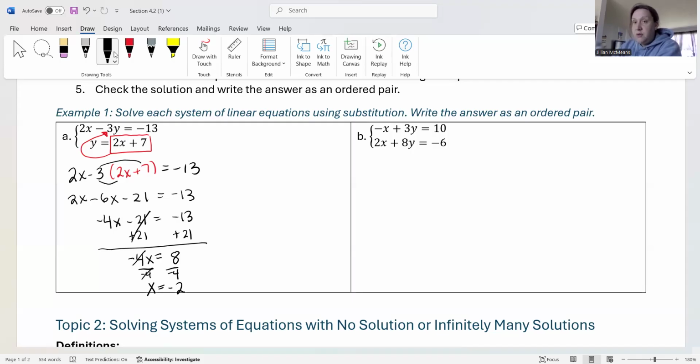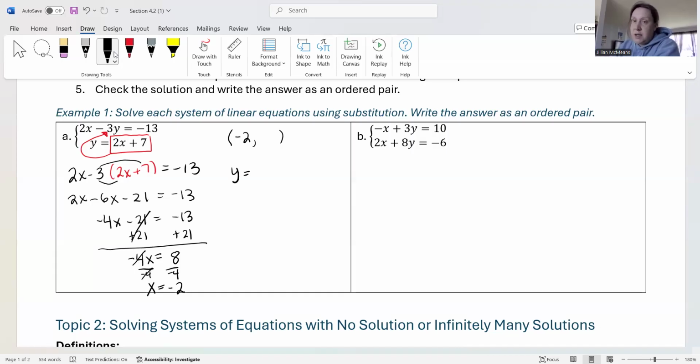So remember, we're looking for an ordered pair that represents the point of intersection. We now know that the x-coordinate of that ordered pair is negative 2. Now let's figure out what the y is. Go back to one of those original equations in your system, and we're going to substitute x for negative 2 because we now know x is negative 2, and that'll give us a value for y.